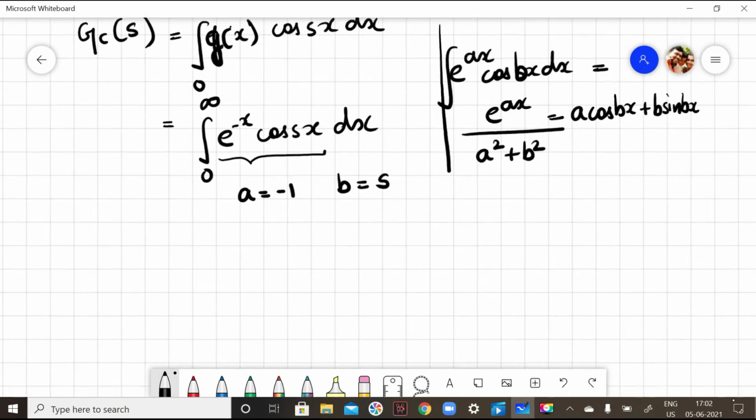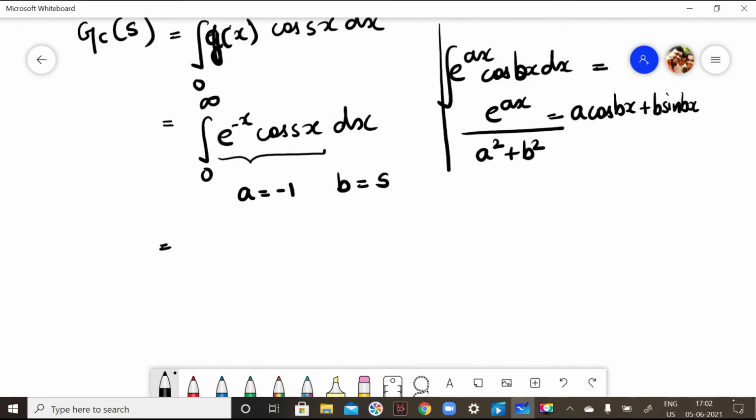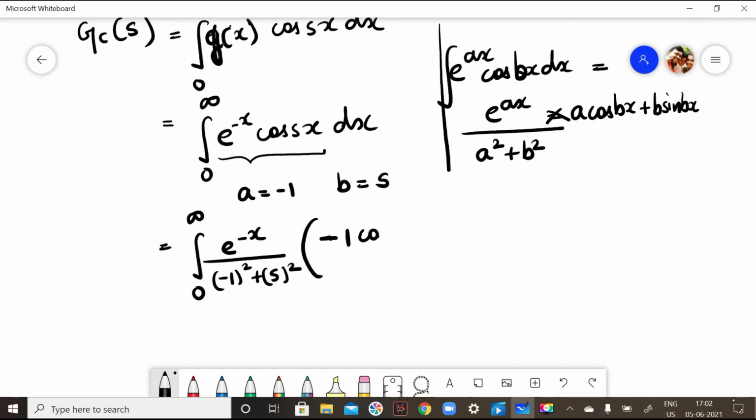Now let me substitute the formula. It becomes the integral from 0 to infinity of e to the power minus x by minus 1 the whole squared plus s the whole squared, into a is minus 1, so minus 1 cos sx plus s sine sx, because instead of b I have s here.